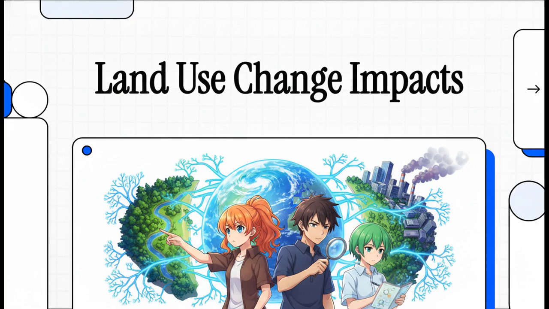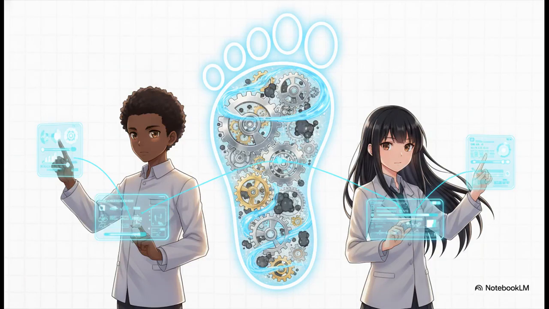So let's get started. The core idea we're tackling today is how humanity's footprint fundamentally rewires the planet's primary flows of water and carbon. We aren't just passive residents here, you know? We are active agents, constantly changing the underlying math of these global cycles.